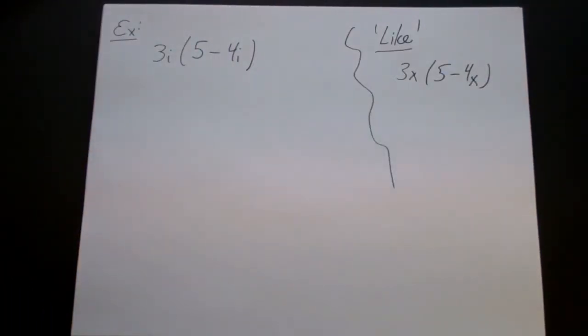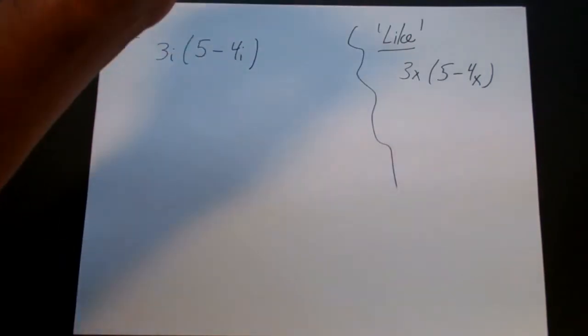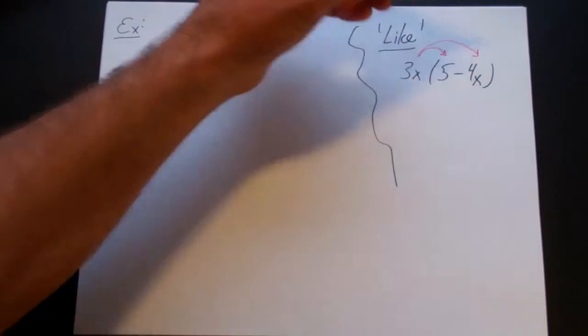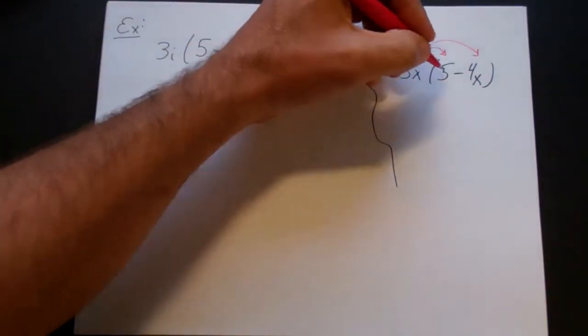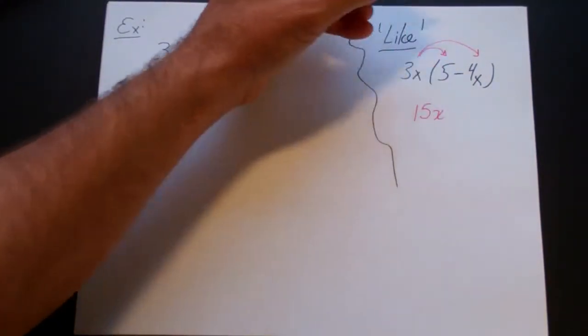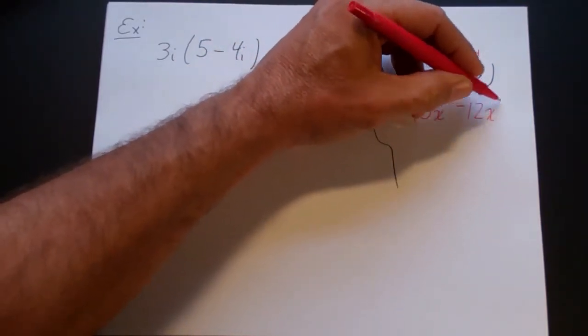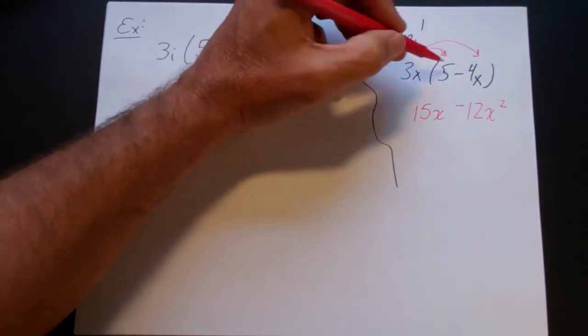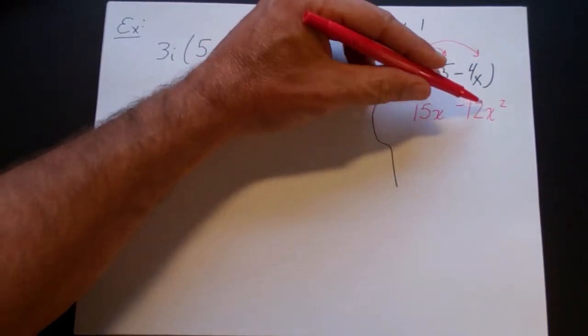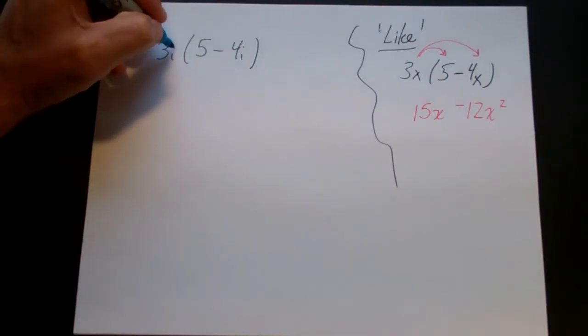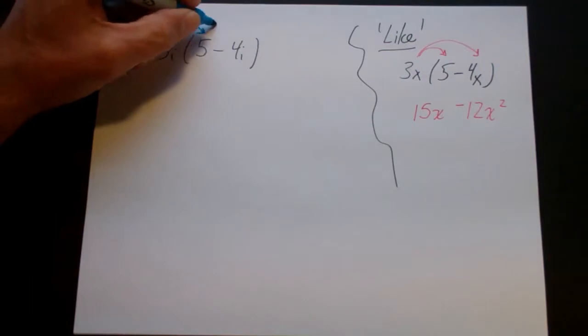If we were doing this problem over here, the first thing that we would do is simply distribute. We distribute this to this and this to this. And then 3x times 5 would be 15x. 3x times negative 4x would be minus 12x squared. 3 times minus 4 is minus 12, and x times x is x squared. So there's nothing complicated about this. The trick here is we're going to notice the i. We're going to pretend that i is an x. It's not, but we're going to pretend it is.